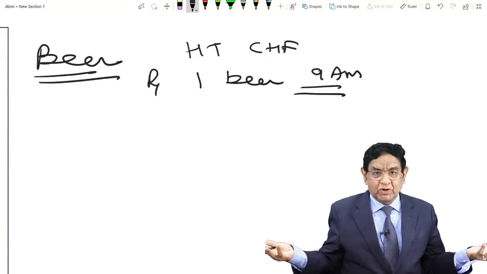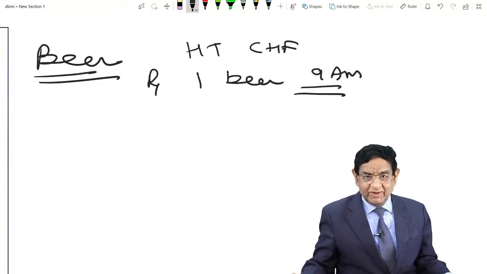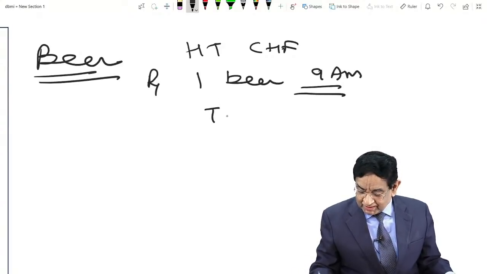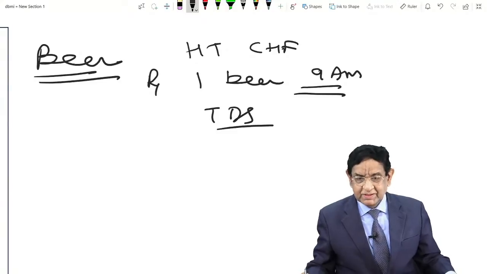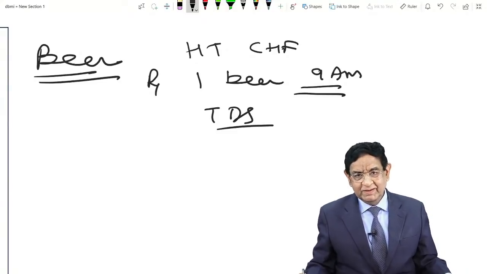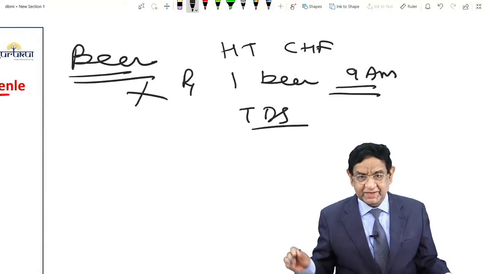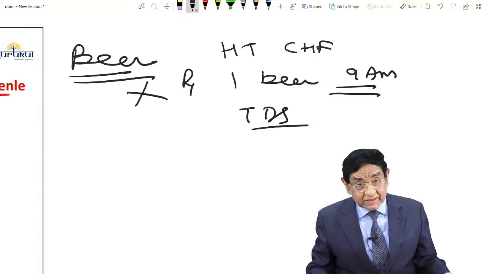Kuch sham ka jugaad bhi banao, make something for the evening also. How will I pass my time? Okay, I will say, okay, TDS. The patient would have been very happy, and of course, everybody will be very happy. This is not the answer. So definitely, what's the answer?